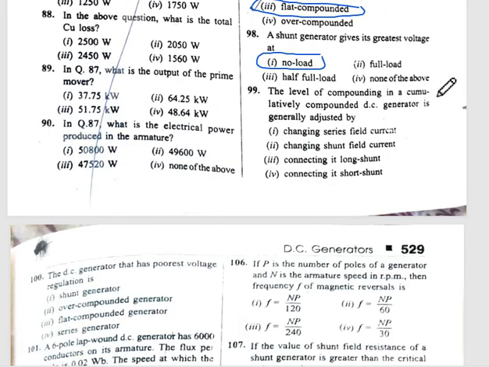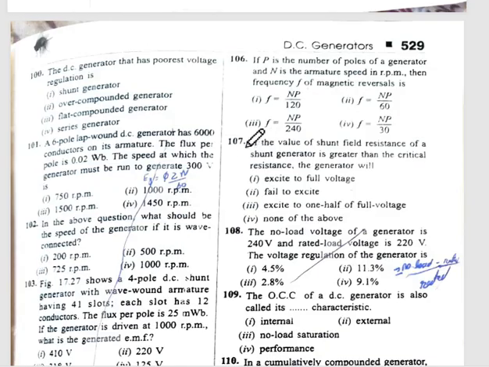The level of compounding in a commutatively compound DC generator is generally adjusted by changing the series field current. Which DC generator has the worst voltage regulation? Series generator.